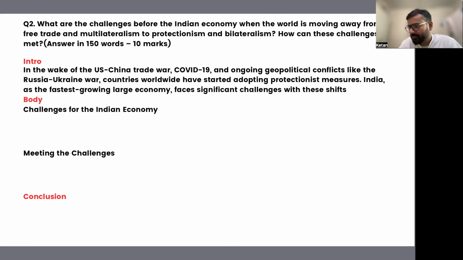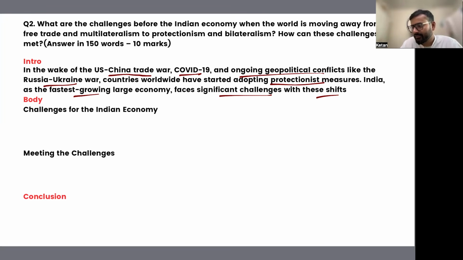So in the wake of the US-China trade war, COVID-19, and ongoing geopolitical conflicts like the Russia-Ukraine war, countries worldwide have started adopting protectionist measures. And India, as the fastest growing large economy, of course, will face significant challenges due to these shifts. So this can be a good introduction. It also sets the context for answering this question.